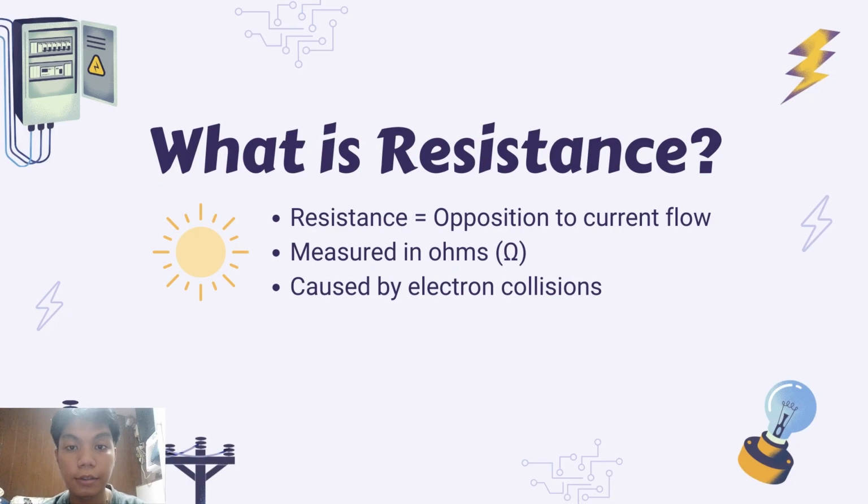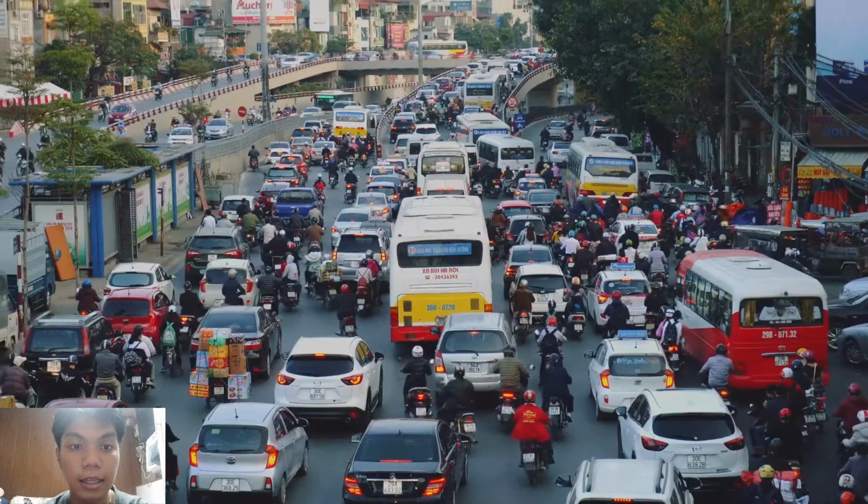So first, what is resistance? Resistance is the opposition to the flow of electric current. It occurs because electrons collide with atoms inside a material. The more collisions that happen, the harder it is for the current to flow, and some energy is lost as heat.